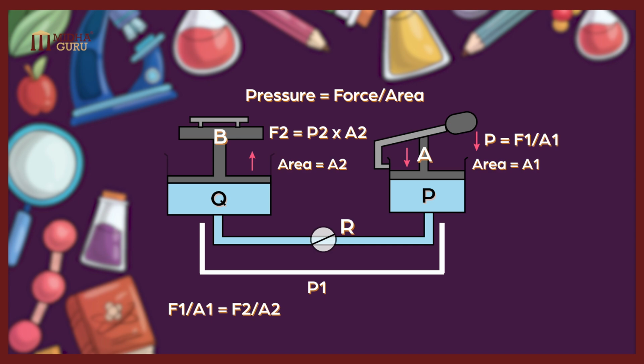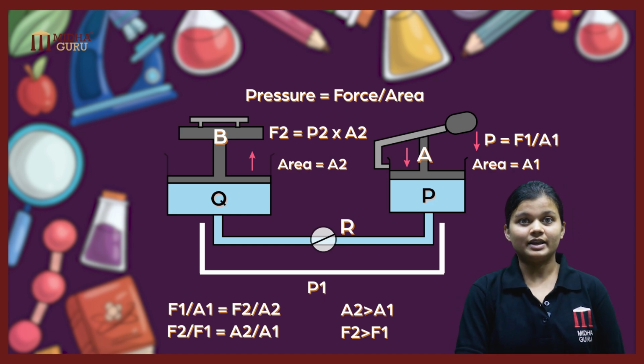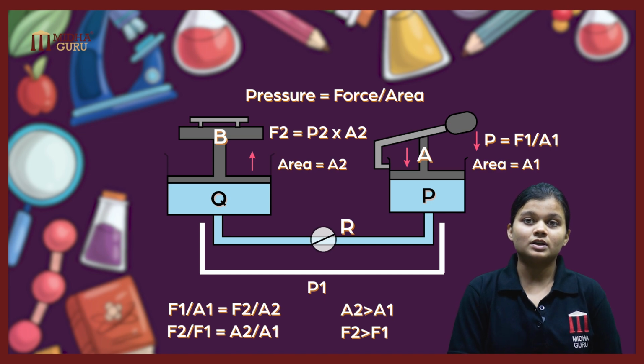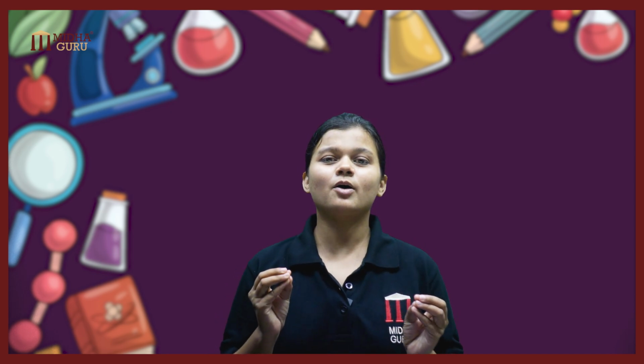Or we can say that F2 by F1 is equal to A2 by A1. And since A2 is greater than A1, we can conclude that F2 is also greater than F1. Thus, a small force F1 applied on the smaller piston A can be used to produce a large force F2 on the bigger piston B. So this is how, by applying a small amount of force on one part, we can lift up heavy objects like cars or buses.